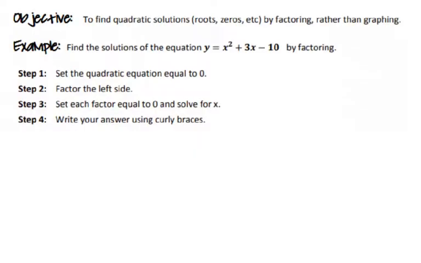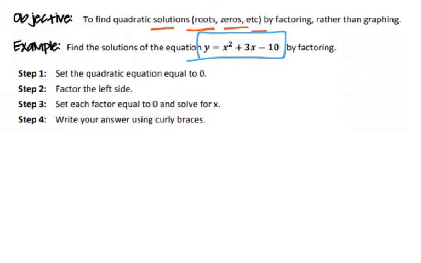So here's the objective. To find quadratic solutions, and remember that these are called roots and zeros, so solutions, also called x-intercepts, that's why it says etc. And we're going to solve them by factoring rather than graphing. So we're going to find the solutions of this equation right here. And these are the steps that we're going to use every time we solve by factoring.